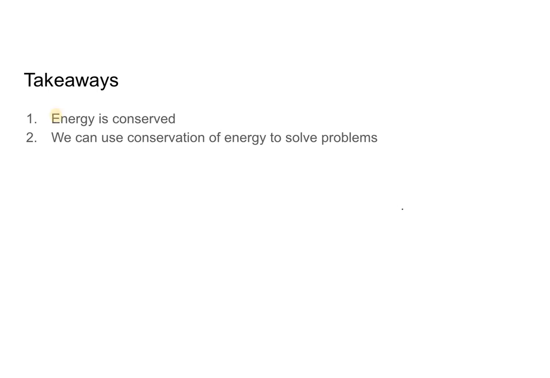First of all, energy is conserved. That's very important. And second, we can use conservation of energy to solve problems. So we can take the fact that energy is conserved and use that to figure out what's going to happen to different objects as they move and as the types of energy that make them up change over time.